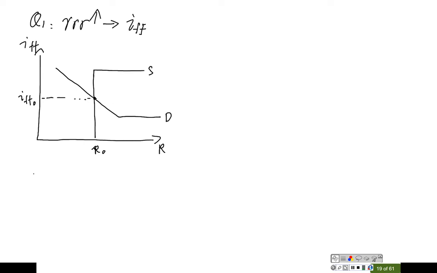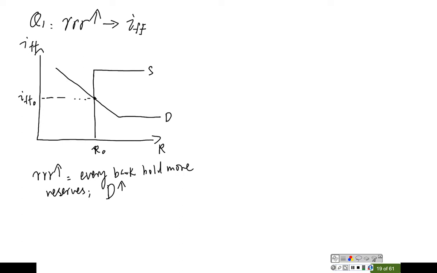So if the Federal Reserve raises required reserve ratios, every commercial bank has to hold more reserve. And we know the commercial banks represent the demand side of the federal funds market. If every bank needs to hold more reserve, the demand will increase. So demand increase means the demand curve will shift to the right.